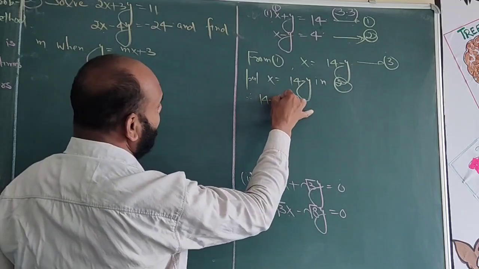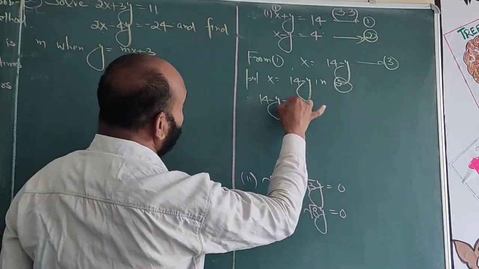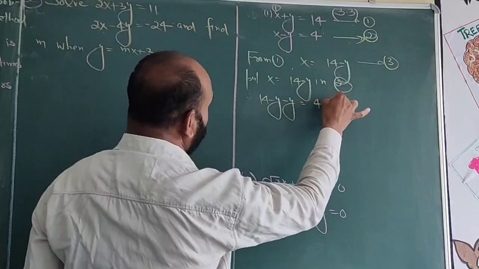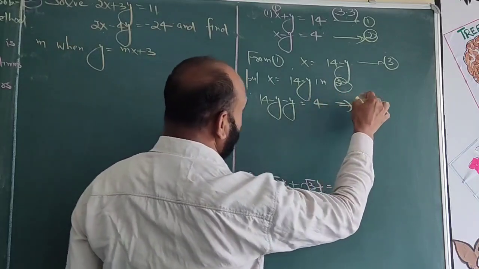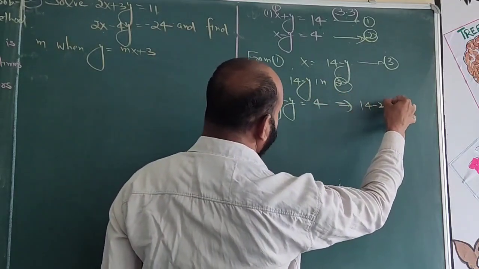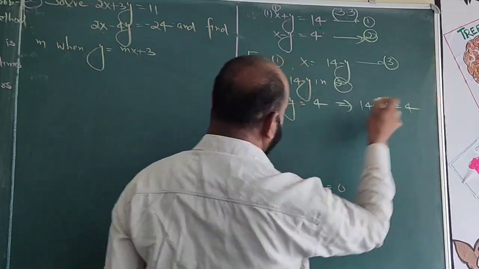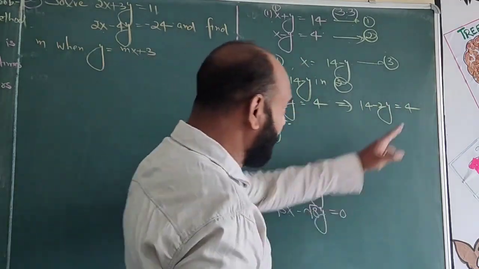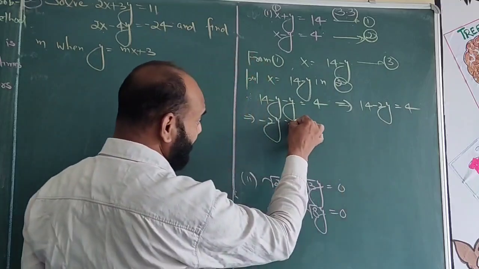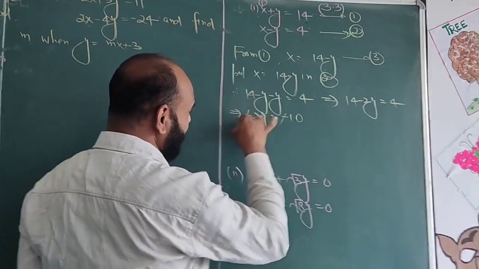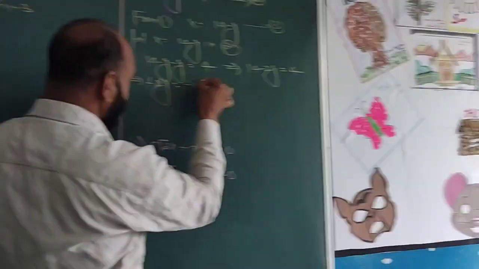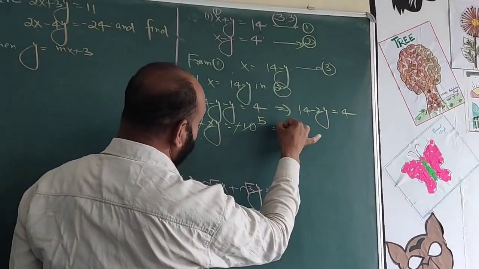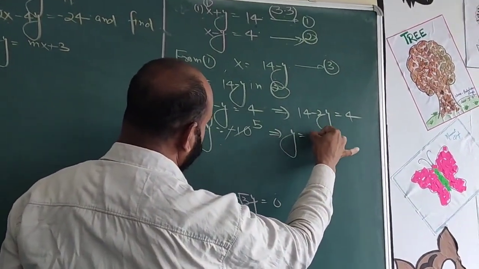So 14 minus y minus y is equal to 4. Therefore, 14 minus 2y is equal to 4. This implies minus 2y is equal to 4 minus 14, and 4 minus 14 is minus 10. Minus and minus cancel out, and 2 fives are 10. Therefore, y equals 5.